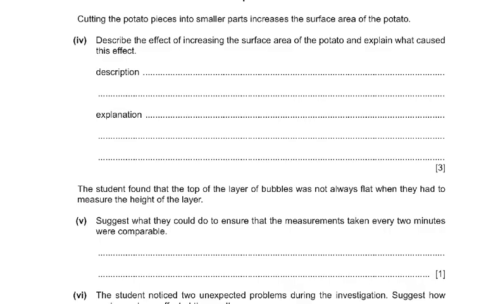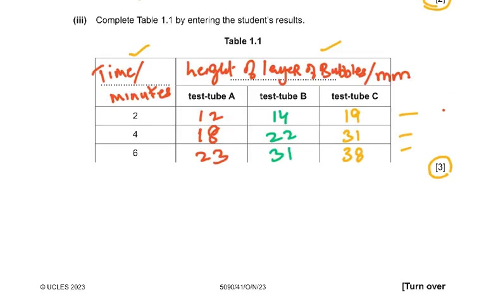Then it says cutting the potato pieces into smaller parts increases the surface area of the potato. Describe the effect of increasing the surface area of the potato and explain what caused this effect. You see, when you had 8 pieces, 6 pieces, in C you had 6 pieces, so there is 19 millimeter, 31 and 38. So in this situation there was more surface area.